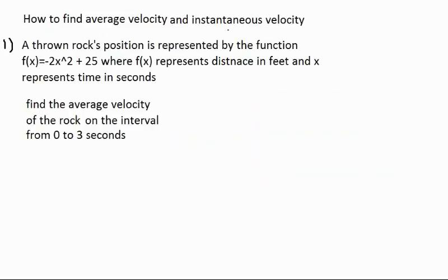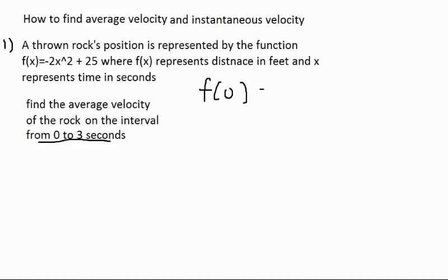So our problem now asks us how to find the average velocity and instantaneous velocity. So it states that a rock's position is represented by the function f of x equals negative 2x squared plus 25x, where f of x represents distance in feet and x represents time in seconds. So we want to find the average velocity of the rock on the interval from 0 to 3 seconds.